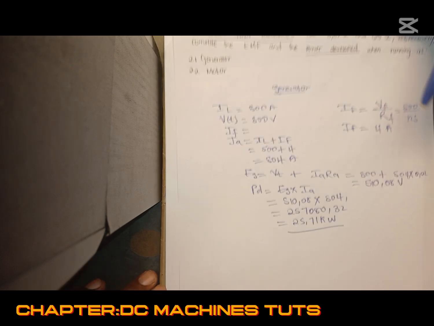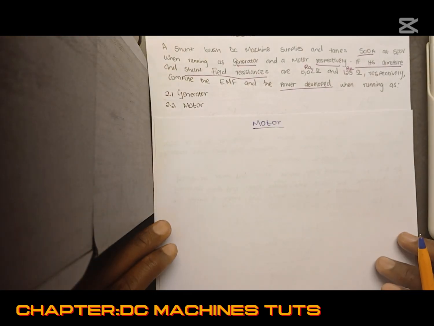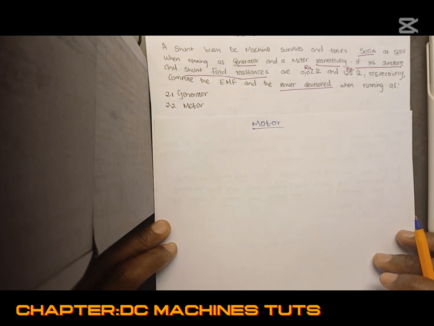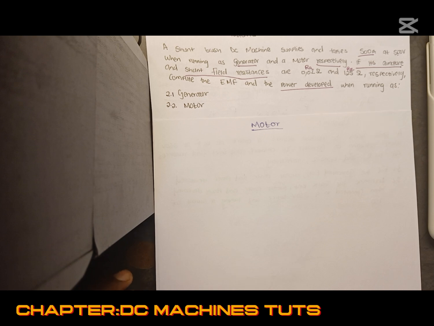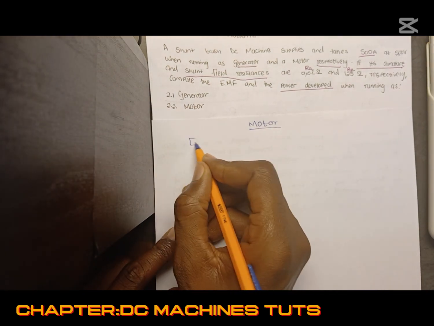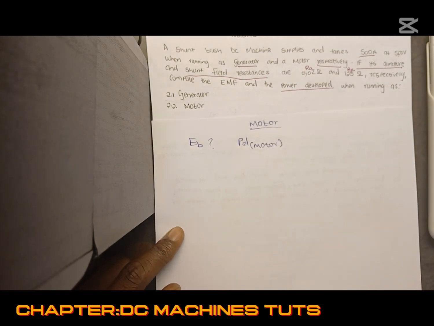Now let's deal with the motor. Now to the side of the motor, we have to solve the question focusing on the motor, right? A shunt brush DC machine supplies and takes 500 amperes at 500 volts when running as a generator and as a motor, respectively, if its armature and shunt field resistance are 0.02 and 125 ohms, respectively. Compute the EMF and the power developed. So now we are going to look for the back EMF and the power developed of a motor, right?